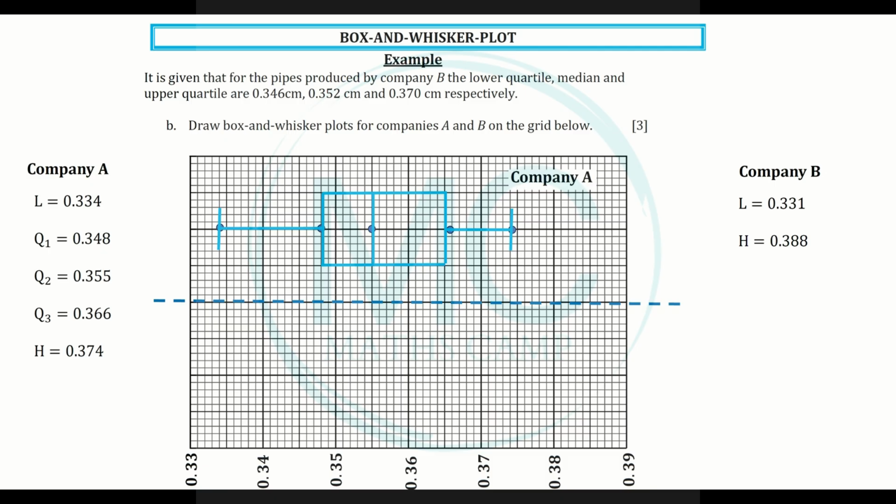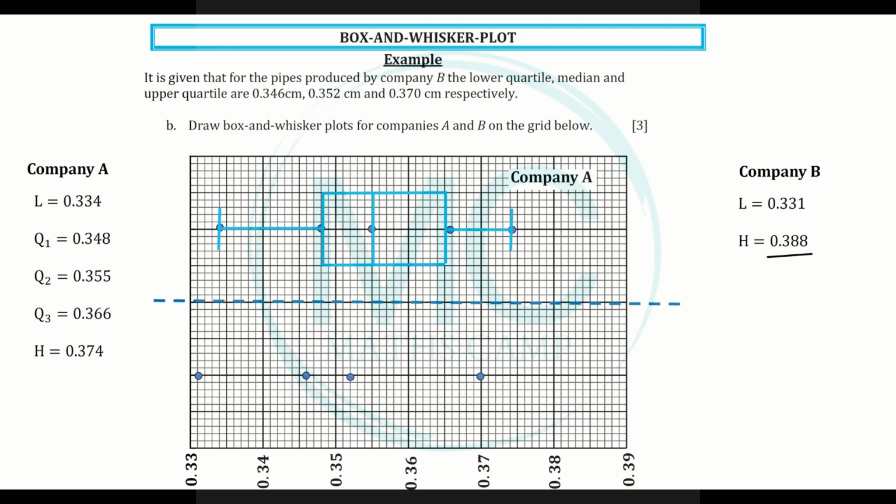Now we can start plotting points for company B. B has the lowest point, 0,331. Let's plot this over here. The question gives us Q1, Q2, and Q3. Q1, 0,346. Let's plot that point. Q2, 0,352. Let's plot this point. The upper quartile, 0,370. That will sit over here. And the highest value, 0,388.